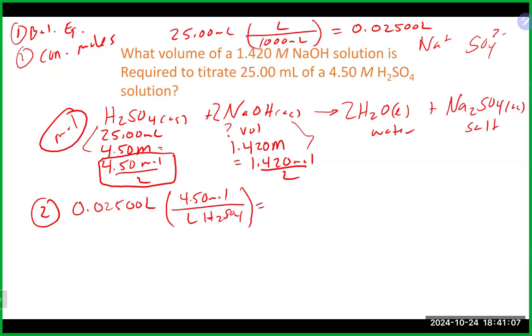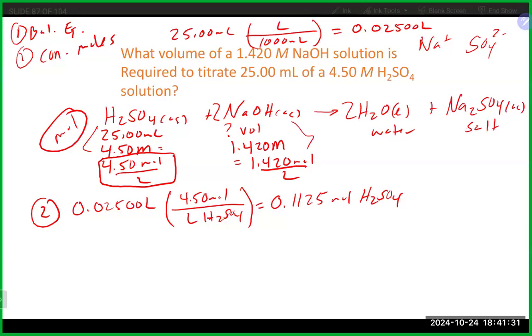If I do that, 0.025 times 4.5 gets me 0.1125 moles of my sulfuric acid. First off, any questions on that so far? So again, that's sort of the difference here. No grams, no molar mass. Volume and molarity get us the moles here.